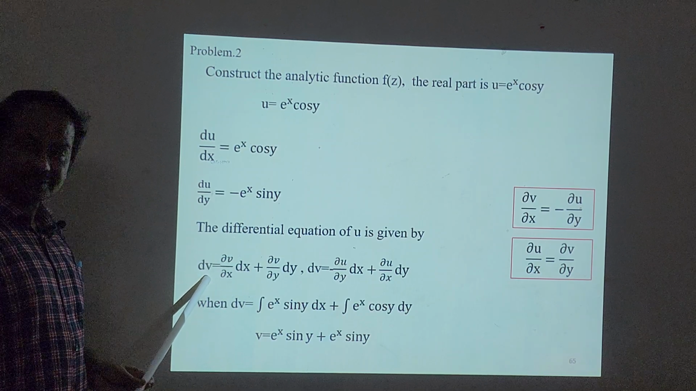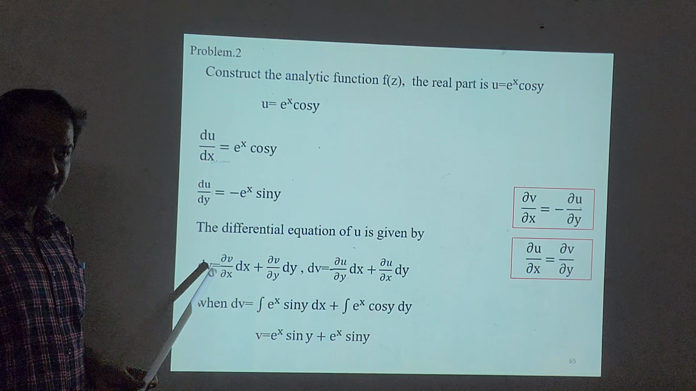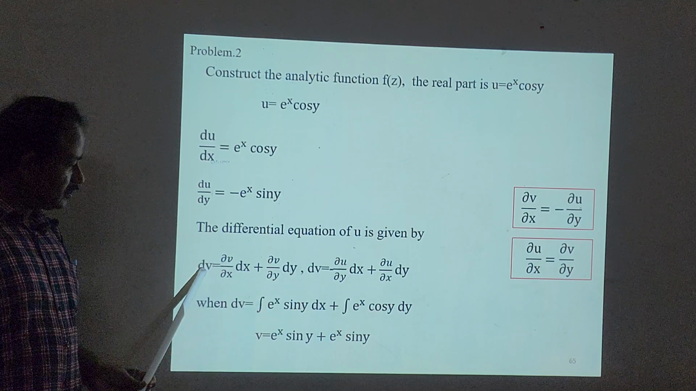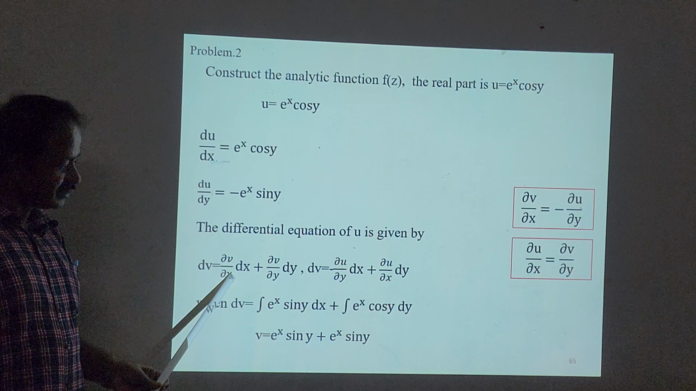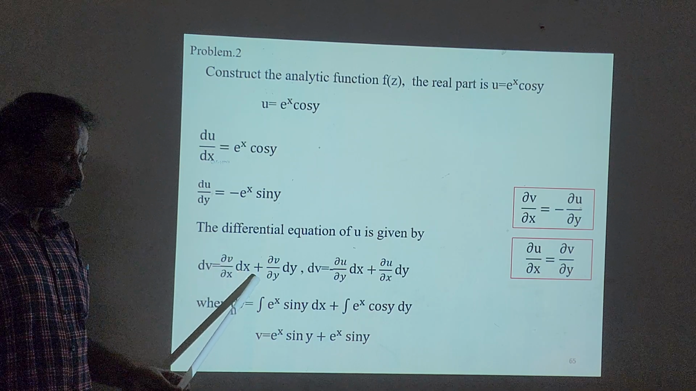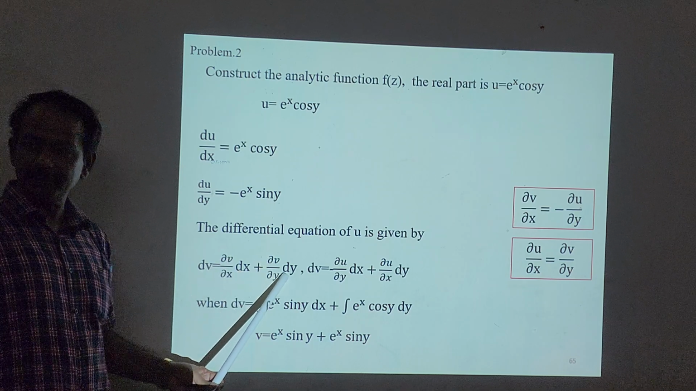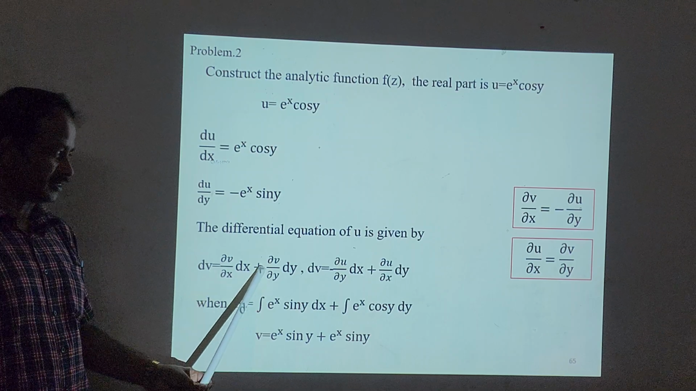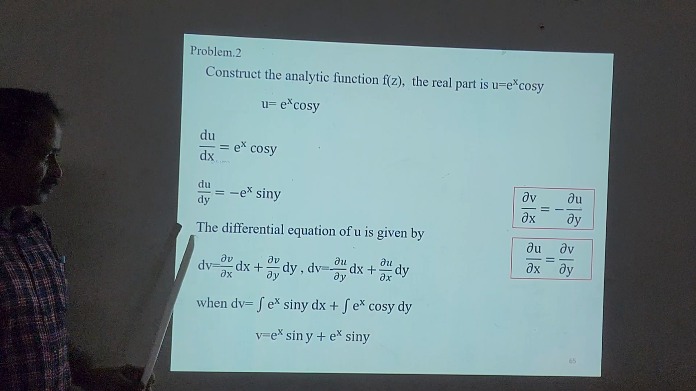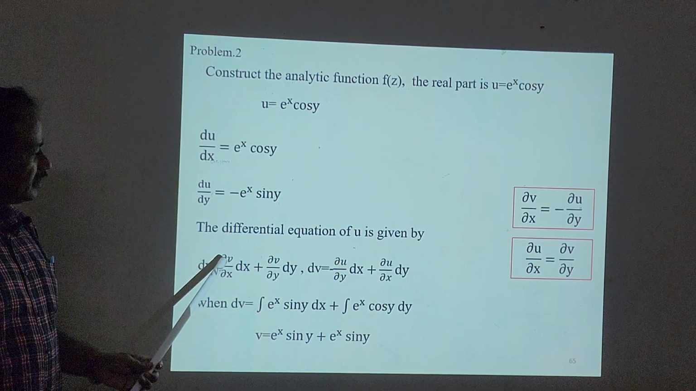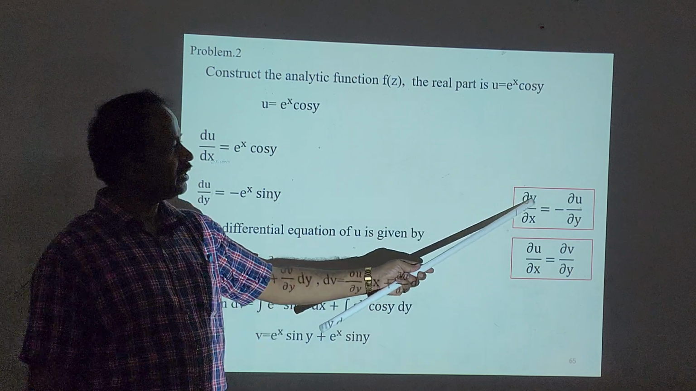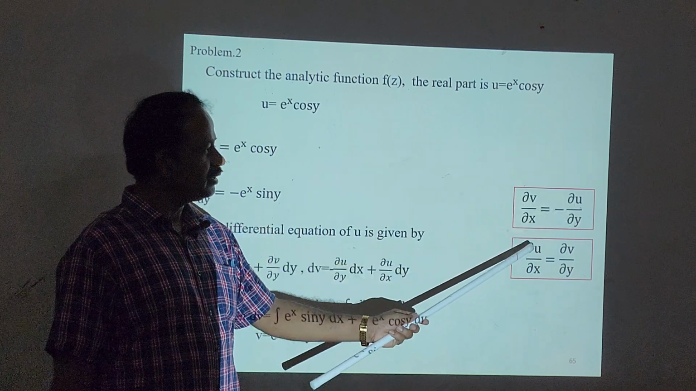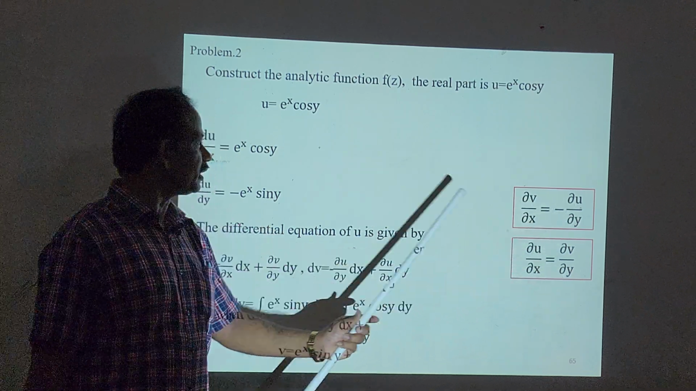dv equals, this is the definition for your actual differentiation. dv equals partial dv by dx dx plus partial dv by dy dy. This is the actual differentiation. Okay, so now what is here? Using Cauchy-Riemann's equation, dv by dx is equal to minus du by dy, and dv by dy equals du by dx.